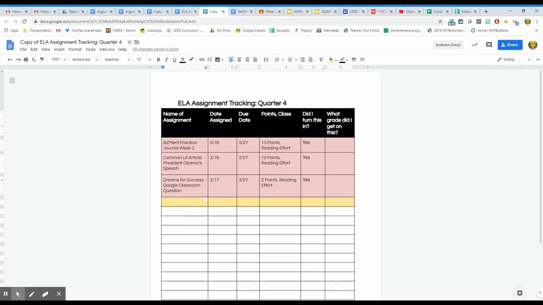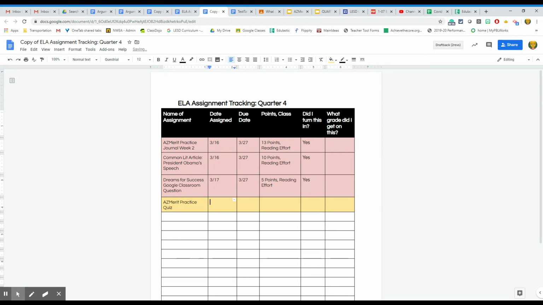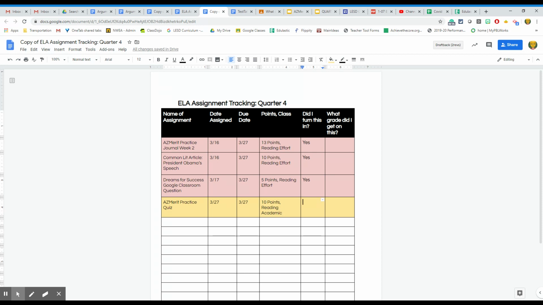Okay, the last thing, and it's a different color, is because it's an academic grade, and this is the AZ Merit Practice Quiz. Edulastic quiz, and that's going to be assigned today, the 27th. The due date for that quiz is the 27th, because remember, I want you to do it for it to count for attendance, and that's worth 10 points reading academic. And we're not going to type yes in yet, but you will be able to get your grade back on this Edulastic quiz right away.